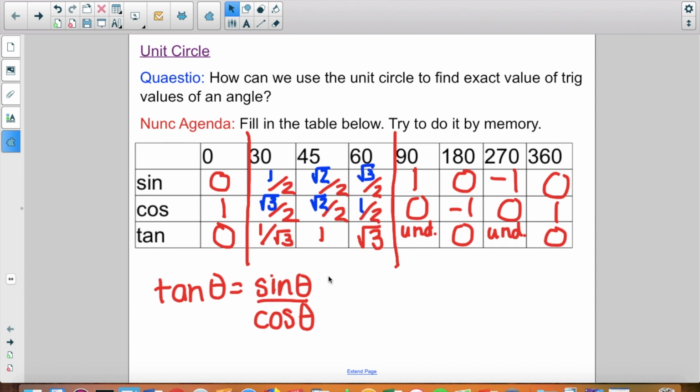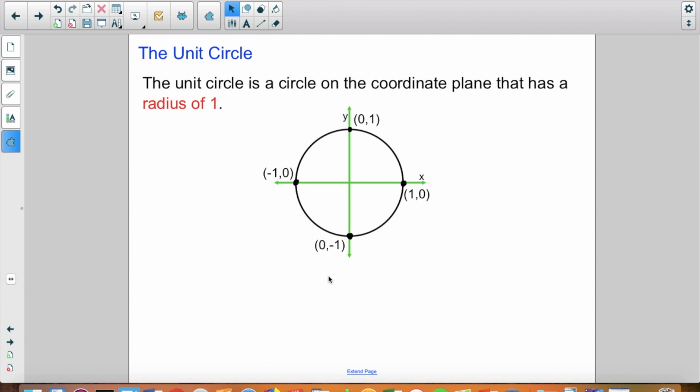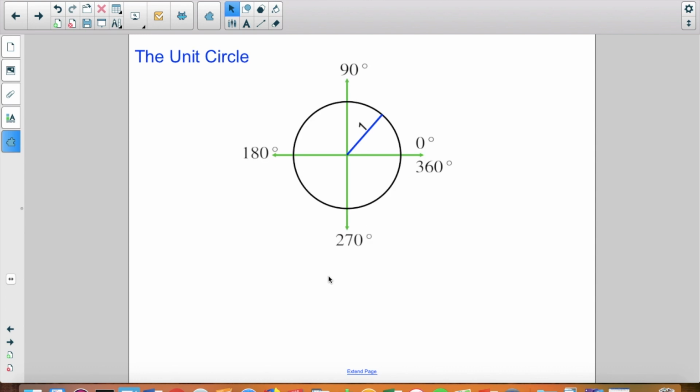So this table is going to be very important, and we are going to be referring back to it later on in the lesson. So let's start with what a unit circle is. The unit circle is a circle on the coordinate plane that has a radius of 1. The radius could be anywhere on the circle, but it is important that when it is on a unit circle, the radius is 1. This is important because in our last lesson, when we would make a triangle from a point on the circle, the hypotenuse would be 1.